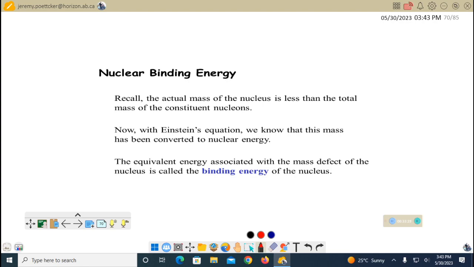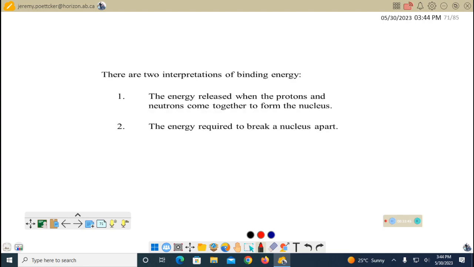Nuclear binding energy. The actual mass of the nucleus is less than the total mass of its constituent nucleons. With Einstein's equation, we now know this mass has been converted to nuclear energy, and that's called the binding energy of the nucleus. There are two interpretations. This is the energy released when the protons and neutrons come together to form the nucleus, or the energy required to break a nucleus apart. We have to add that energy to set those neutrons and protons free.